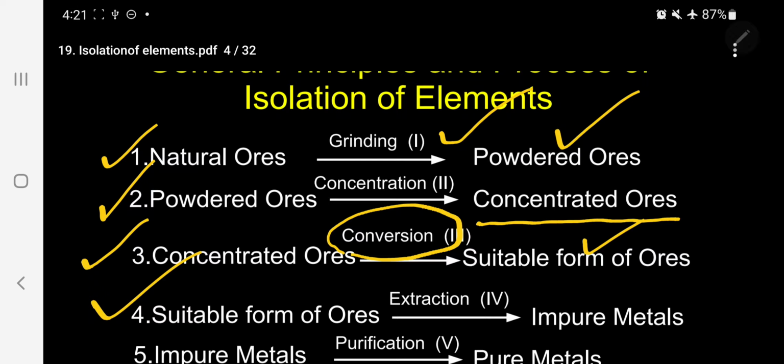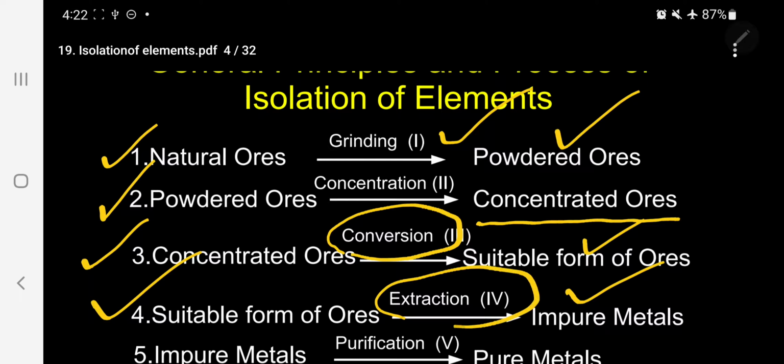Then the fourth step: we have converted it into a suitable form of ore. What is the suitable form? Either by calcination or, in presence of air, roasting. By either roasting or calcination, the unwanted molecules will be removed and we will get a suitable form of ore. And from this suitable form of ore, we have to extract the impure metal.